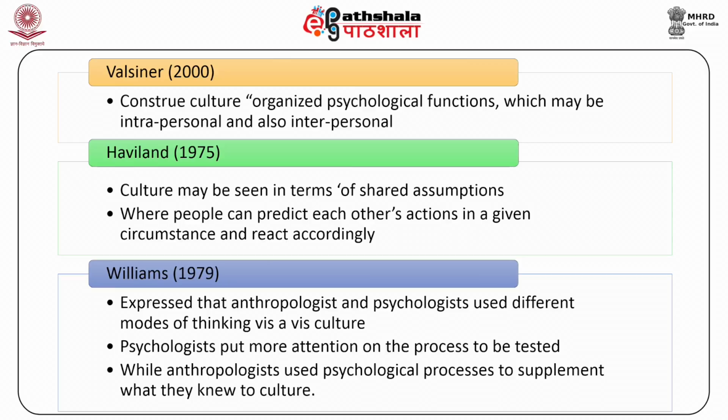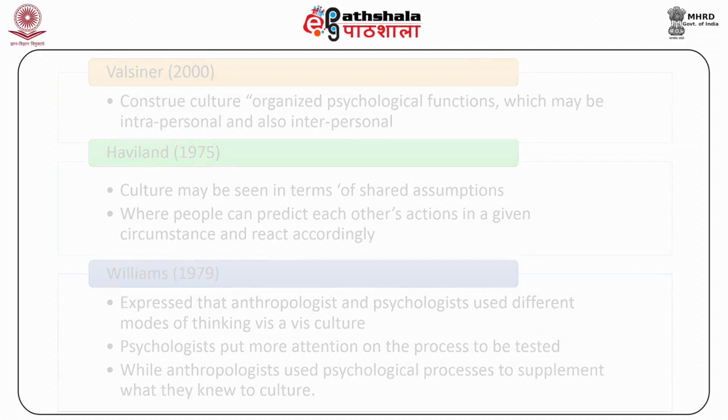Williams, 1979, expressed that anthropologists and psychologists used different modes of thinking vis-a-vis culture. Although both disciplines contributed in broadening psychological knowledge, psychologists put more attention on the process to be tested, while anthropologists used psychological processes to supplement what they knew about culture.